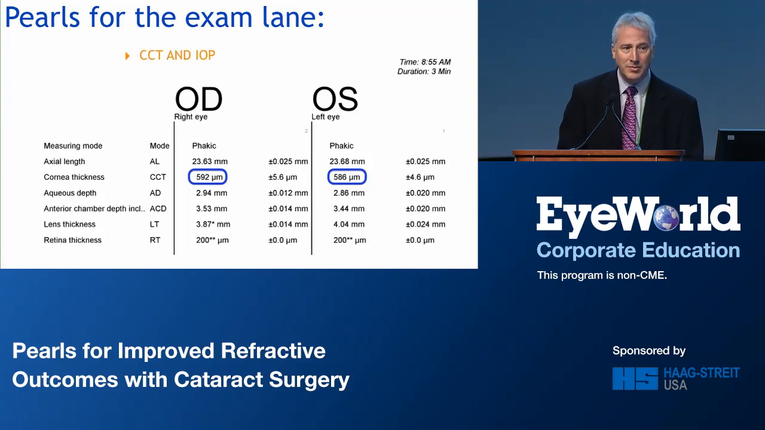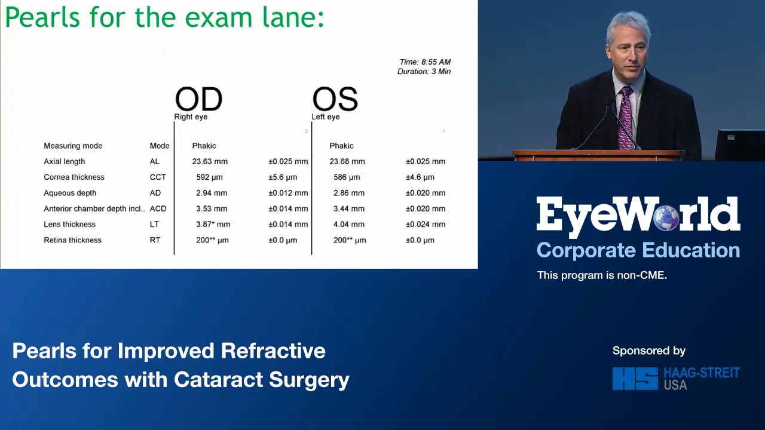And so it's important to think about that. Are we overestimating or underestimating their IOP when we look at the optic nerve, or should we be more or less suspicious than we otherwise would be? It's all information that we have at our fingertips with the Lenstar.